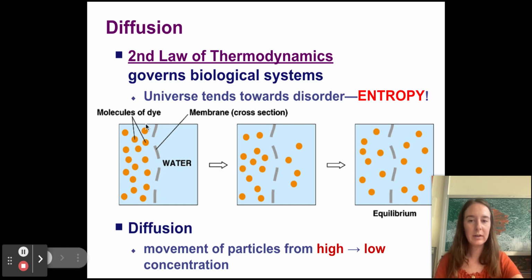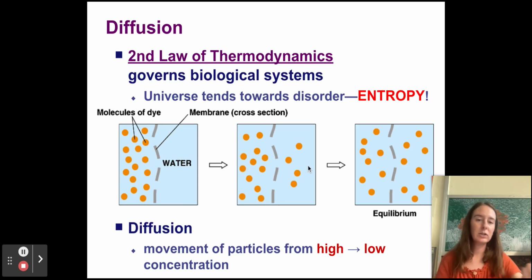Remember, this right here on the left side is highly concentrated. There's a lot of dye compared to the amount of water. On this side, there's a low amount of dye compared to the amount of water, right? There's all water. Same thing here. There's a higher concentration of dye on the left side and a lower concentration of dye on the right side. So the molecules are going to move from a high concentration to a low concentration. But then here, notice that they're equally concentrated. And so now they're just moving back and forth at the same rate.